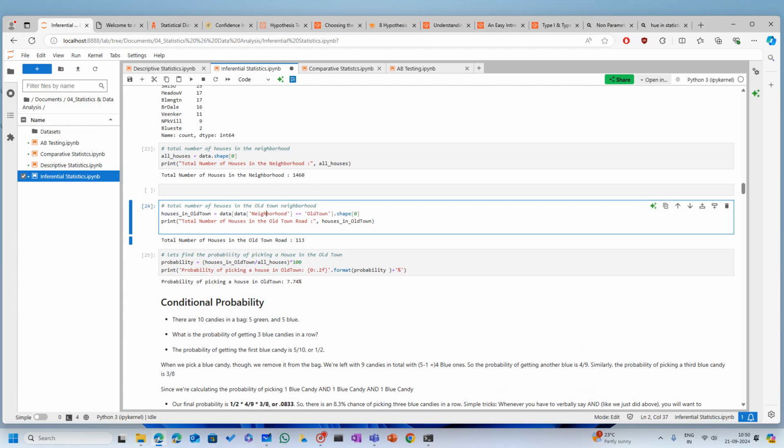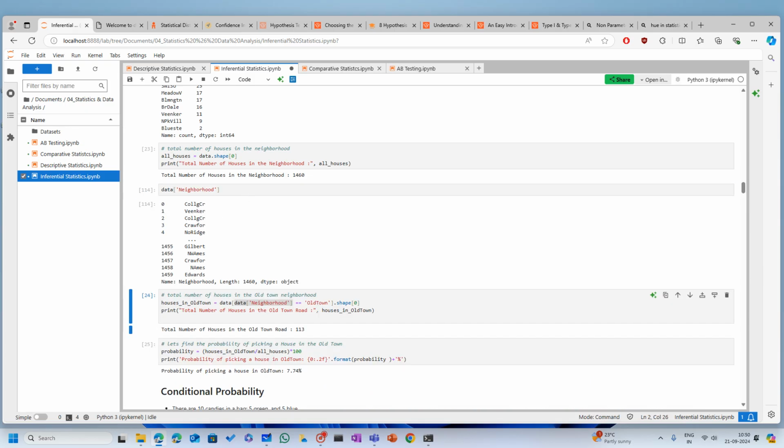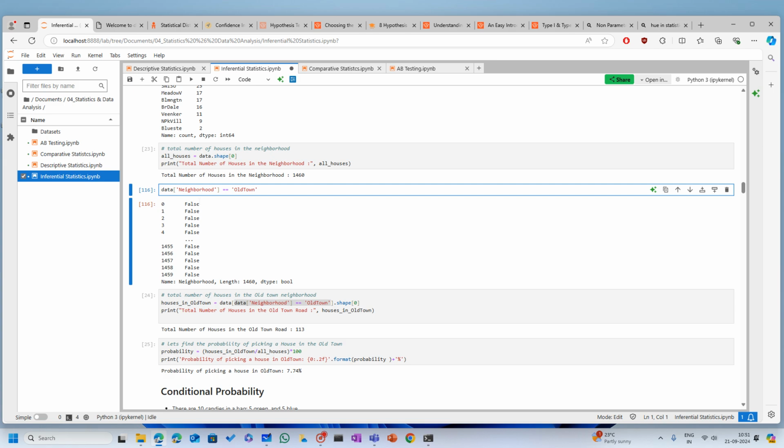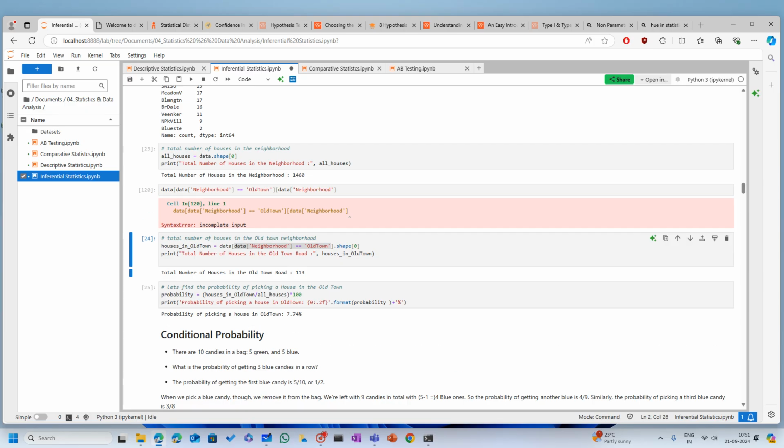If you want to understand this, first notice what the neighborhood data is. These are the values, and out of that I'm applying Old Town. Now I get false and true values. Wherever it is true, I'm saying fetch those values. Now it starts fetching the values like this. Out of this, if I want only the neighborhood data, I can apply data neighborhood, and you get only the neighborhood data.